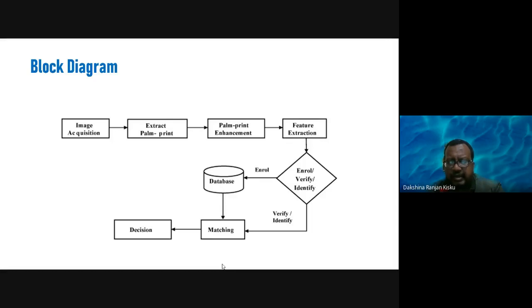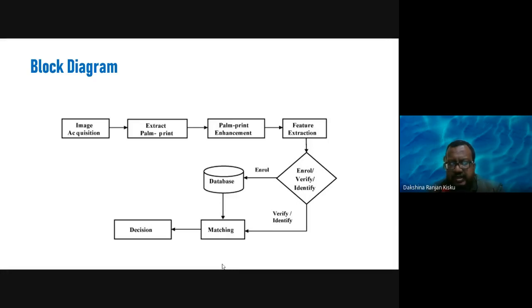That means repeatedly, when the same subject appears again and again with some biometric systems, that person may previously have contributed the palm print evidence for enrollment. Okay. Now when that person repeatedly appears in front of that system, the system again verifies or identifies that person. Okay.